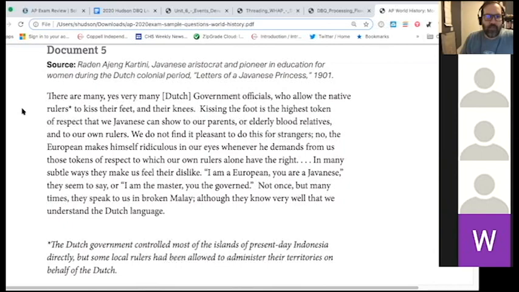In many subtle ways, they make us feel their dislike. I am a European, you are a Javanese, they seem to say, or I am the master, you the governed. Not once, but many times they speak to us in broken Malay, although they know very well that we understand the Dutch language.